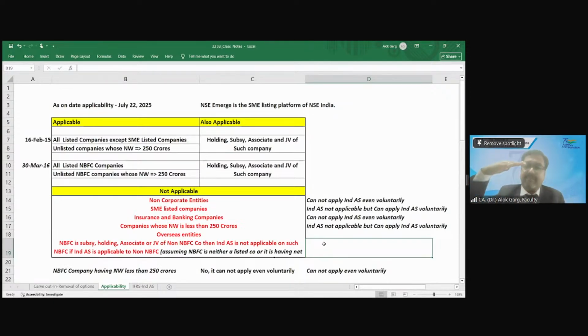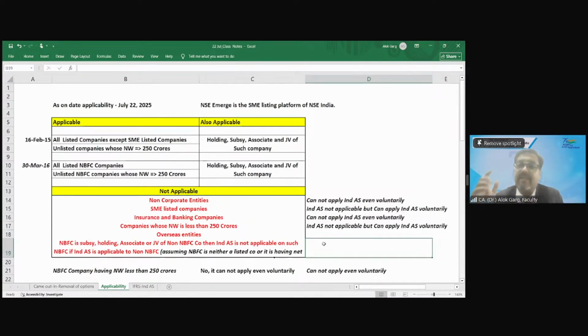If Ind AS is applicable to a company, it is automatically applicable to its holding company, and to the subsidiary, joint venture, and associate. Ind AS is also applicable to non-banking financial companies, NBFCs, if listed, or if unlisted with net worth more than 250 crore. If Ind AS is applicable to such company, then it is automatically applicable to the holding of such company, subsidiary, associate, and joint venture of such company.